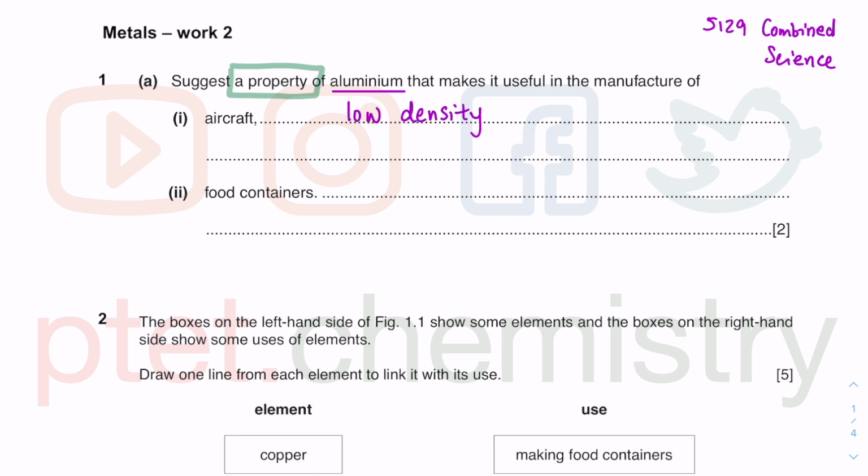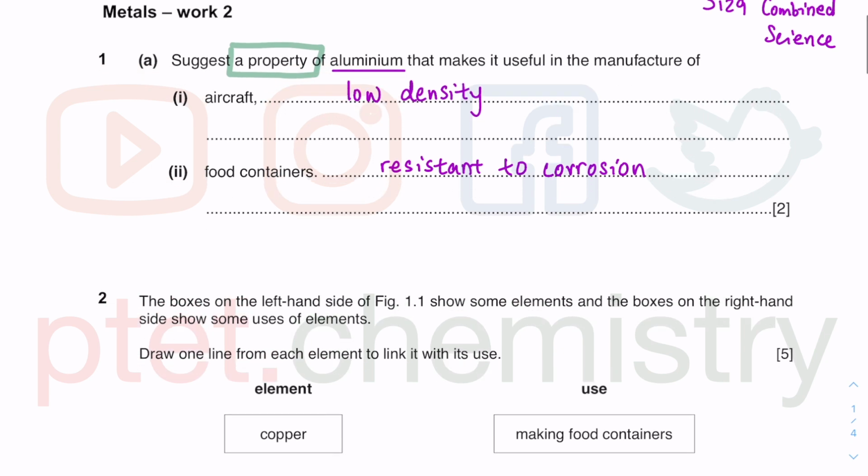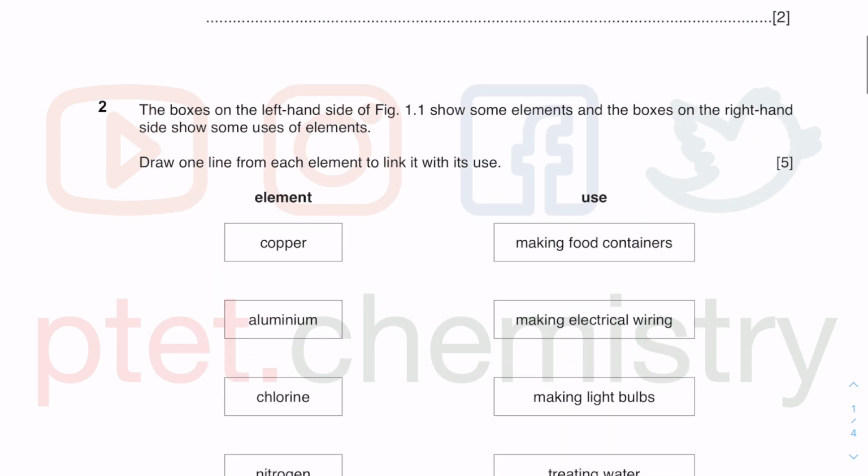Whereas for food containers, it is resistant to corrosion, as we have learned that there is a protective aluminium oxide layer around the aluminium, and that is why it is resistant to corrosion, and therefore it doesn't react with your food, and therefore it is safe for you to store your food in as a container.